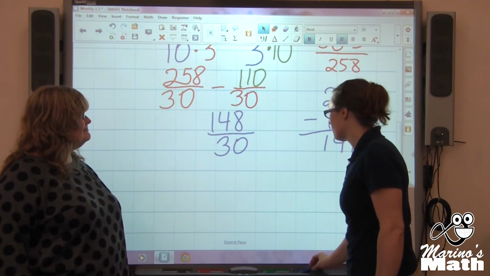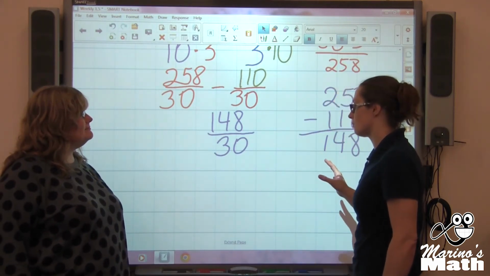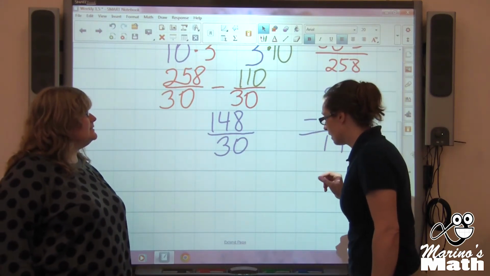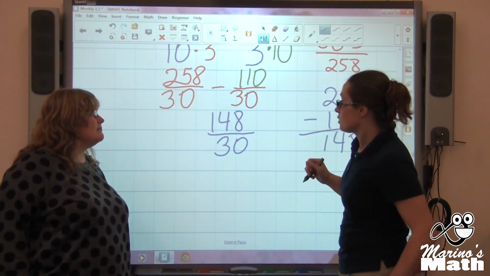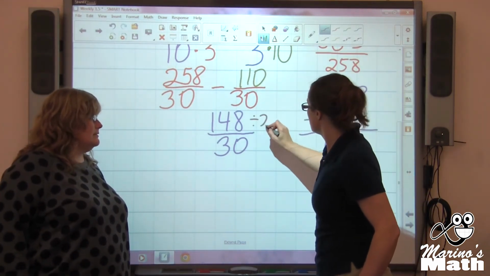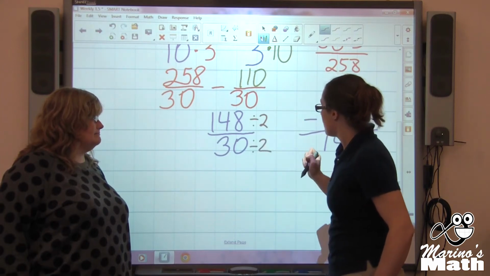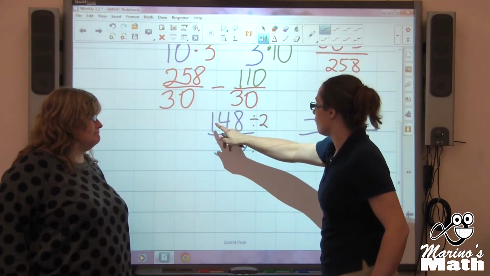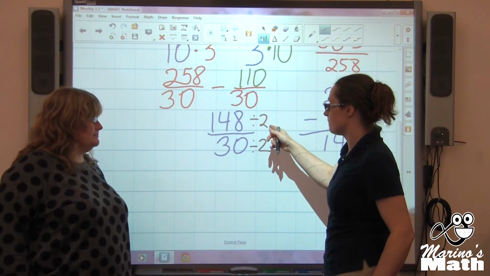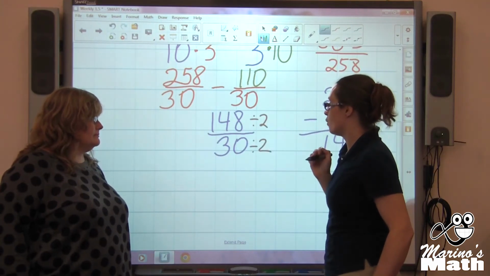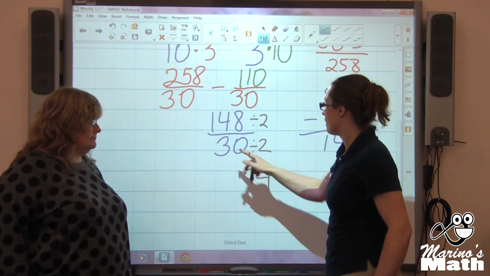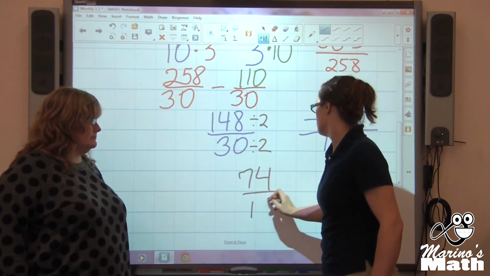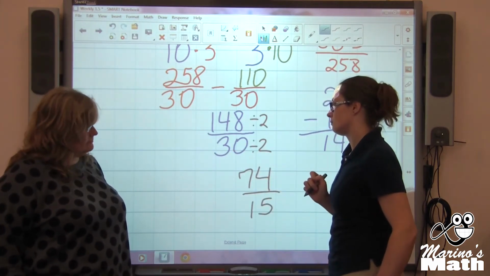But before I start turning it into a mixed number, I want to simplify. Because I noticed that both of them are even numbers. So I'm gonna divide by 2, it's always a good place to start. And I'm gonna break this up. 140 divided by 2 is 70. 8 divided by 2 is 4, so I'm thinking 74, and half of 30 is 15.